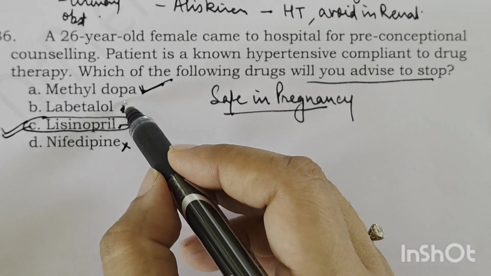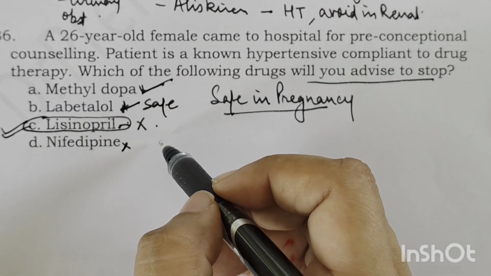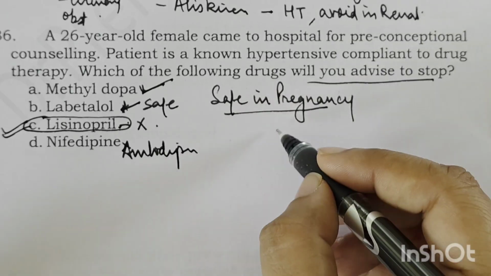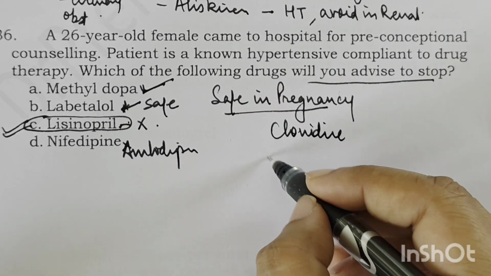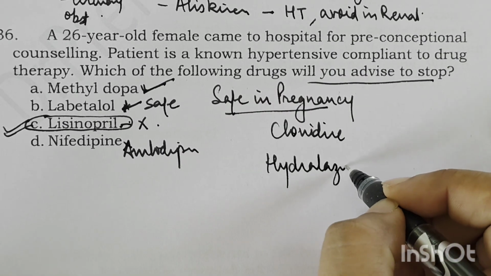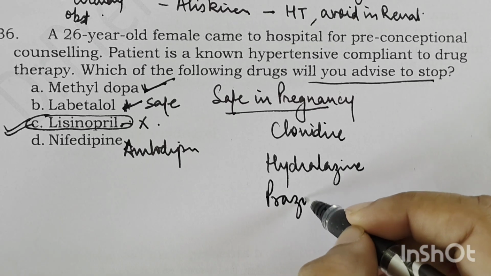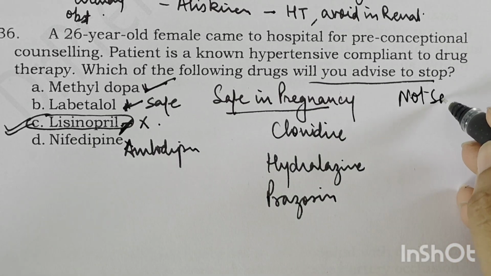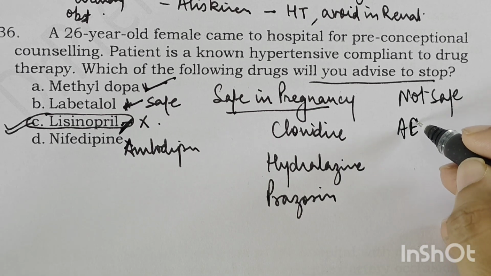Methyldopa can be given. Labetalol and beta blockers are safe. Nifedipine, and DHPs like amlodipine, are safe in pregnancy. Clonidine is safe in pregnancy. Hydralazine is safe. Then alpha blockers like prazosin are safe. But lisinopril, that is ACE inhibitors, are not safe.